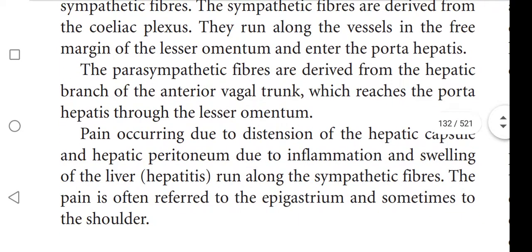Next, pain occurring due to distension of the hepatic capsule and hepatic peritoneum due to inflammation and swelling of the liver. We call it hepatitis, and this pain runs along the sympathetic fibers. The pain is often referred to the epigastrium and sometimes to the shoulder.